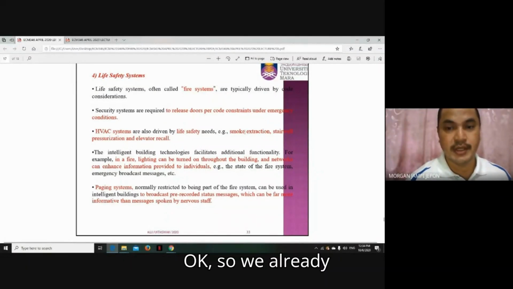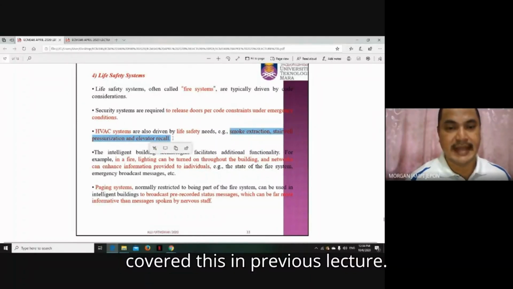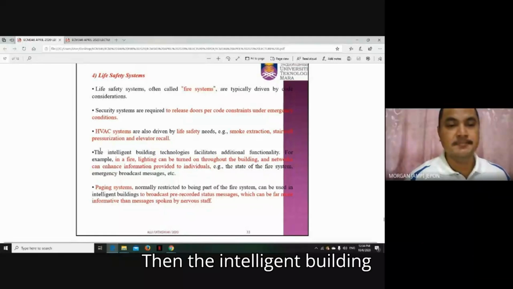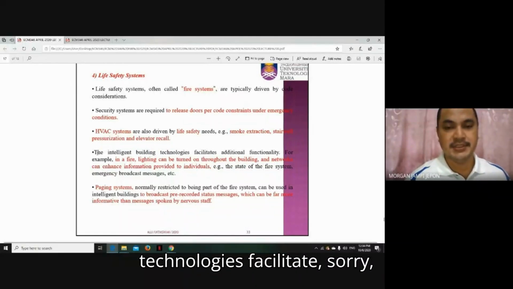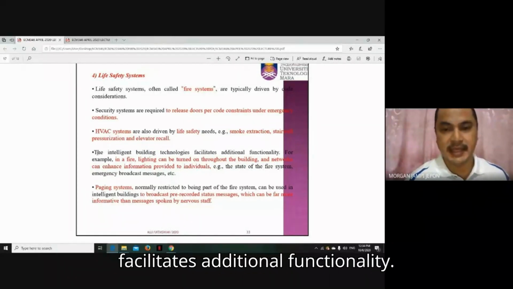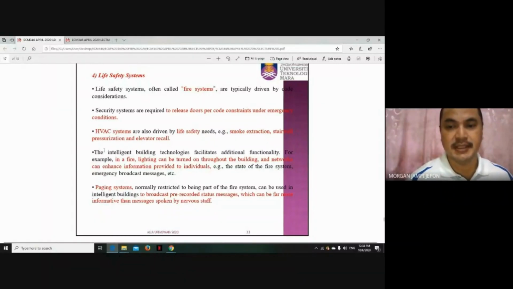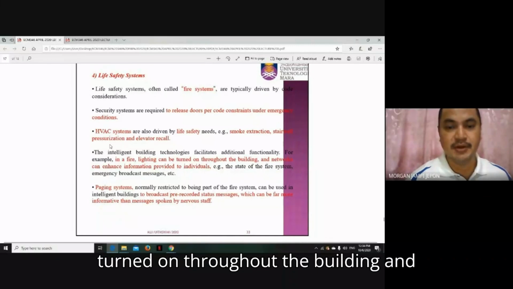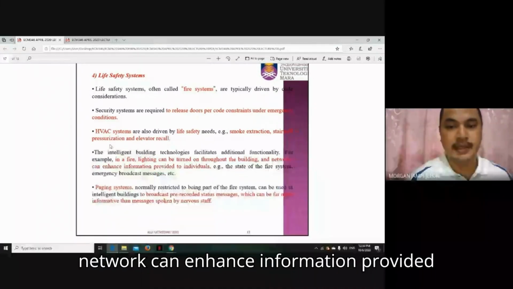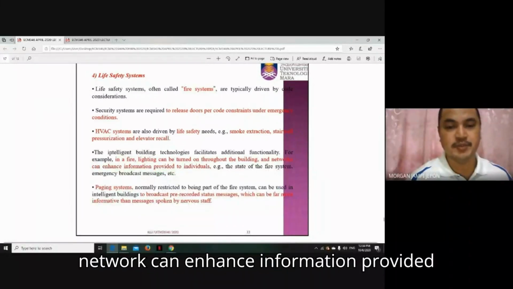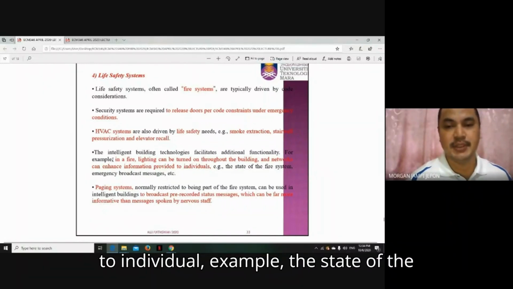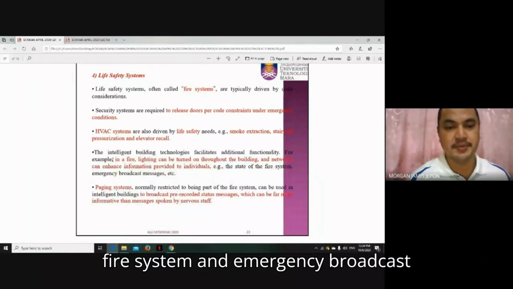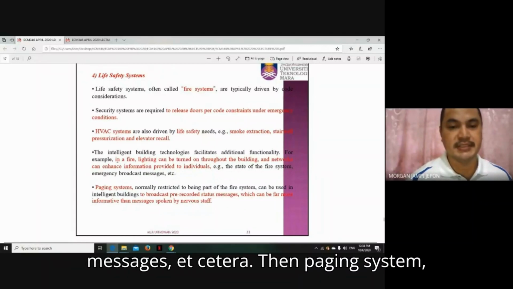Okay, so we already covered this in previous lecture. Okay, then the intelligent building technologies facilitate additional functionality. For example, in a fire, lighting can be turned on throughout the building, and network can enhance information provided to individual. Example, the state of the fire system and emergency broadcast messages, etc.